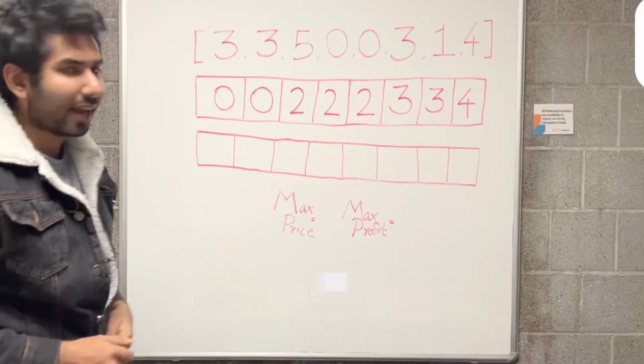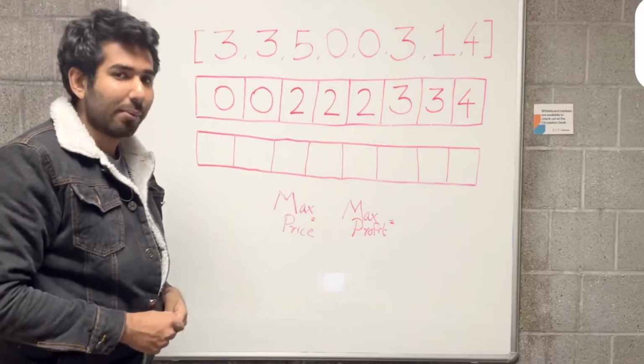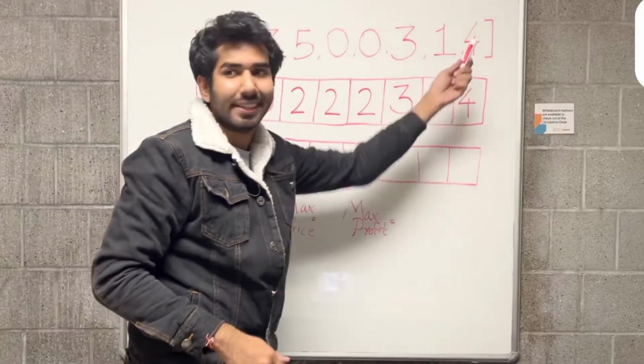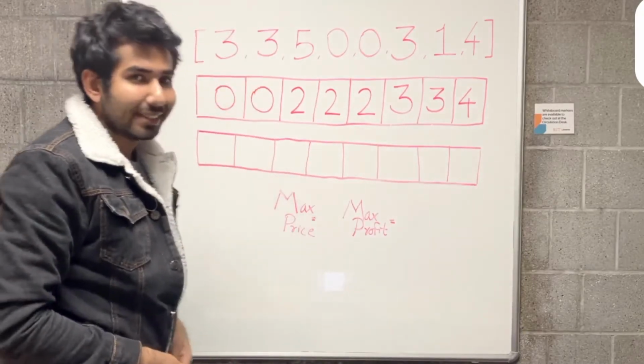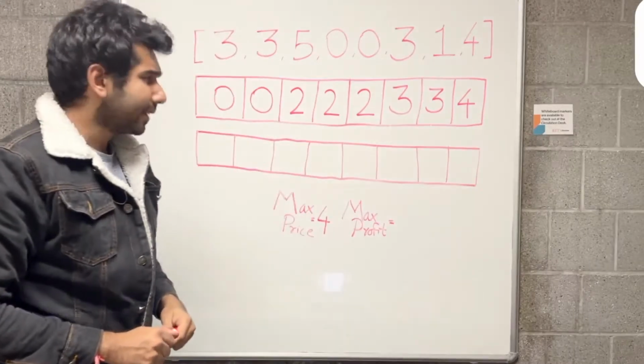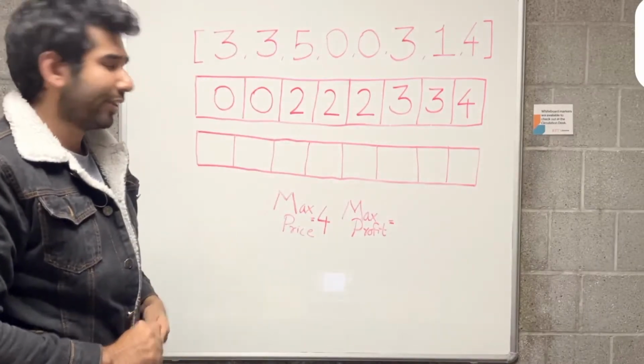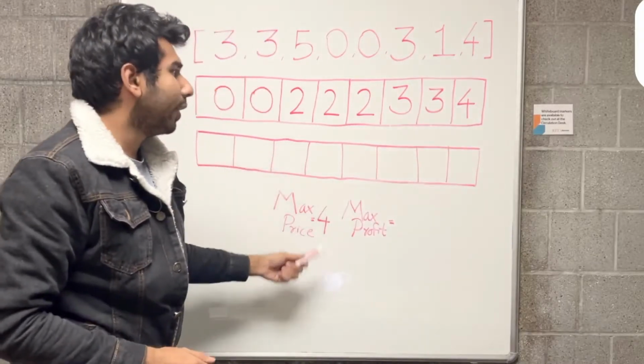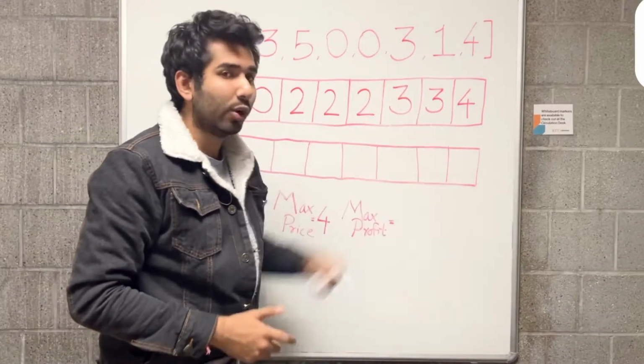Also, one of the variable has changed. Min price has become a max price now. Alright, so as we will be starting from our last index, we will put our max price as 4. And this time we will be calculating our profit as the max price minus the current price. So 4 minus 4, we will be putting 0 over here.